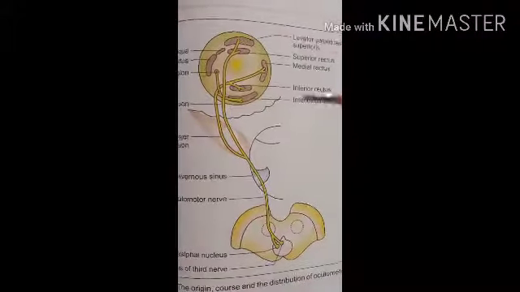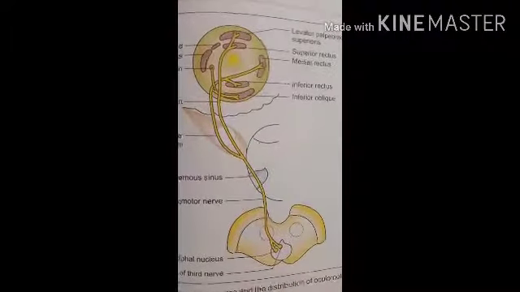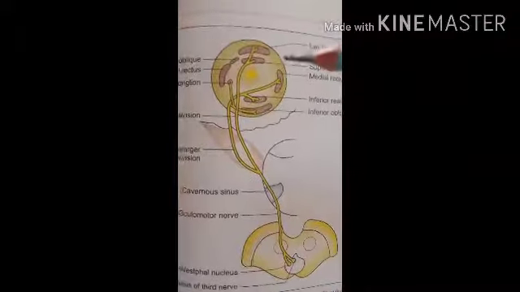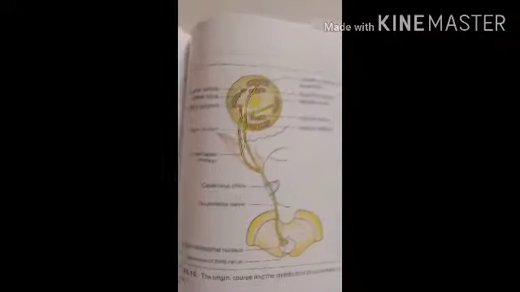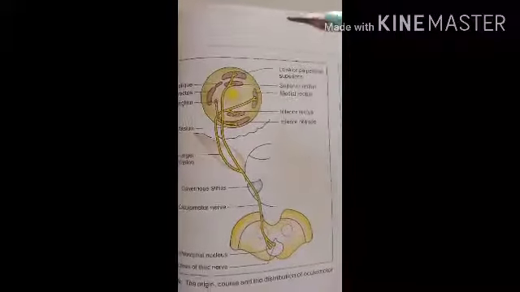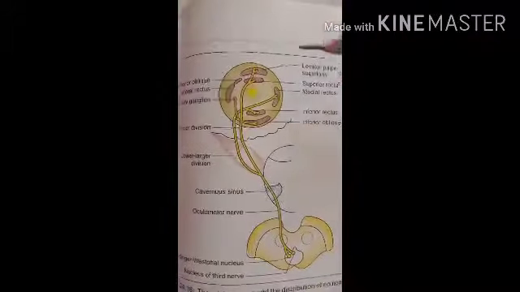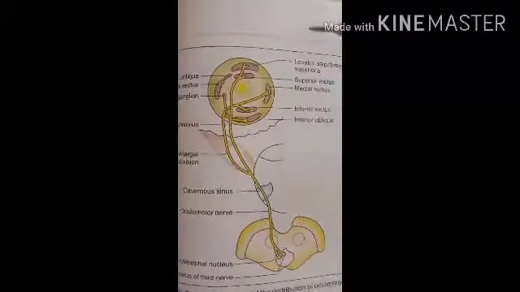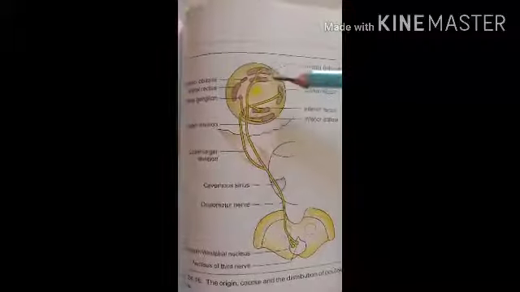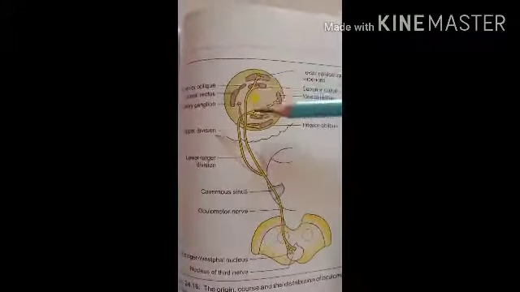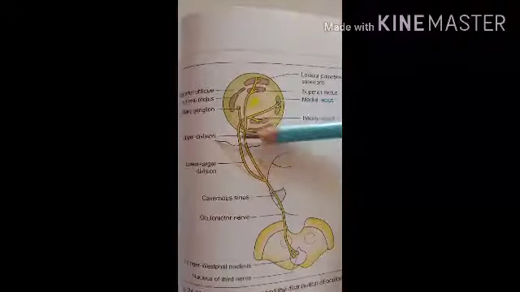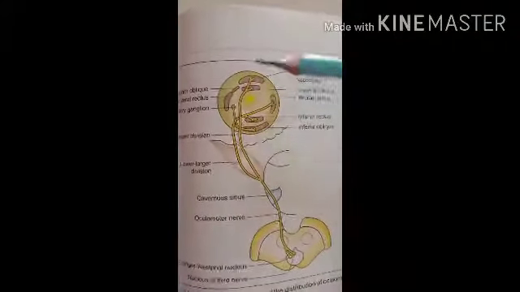Then the functional components and the nuclei of the oculomotor nerve. So first, that is general somatic efferent fibers. They supply all extraocular muscles except the lateral rectus and the superior oblique muscle. So these two muscles are not supplied by the oculomotor nerve. The remaining muscles, which play an important role in the movement of the eyeball, are all supplied by the oculomotor nerve.